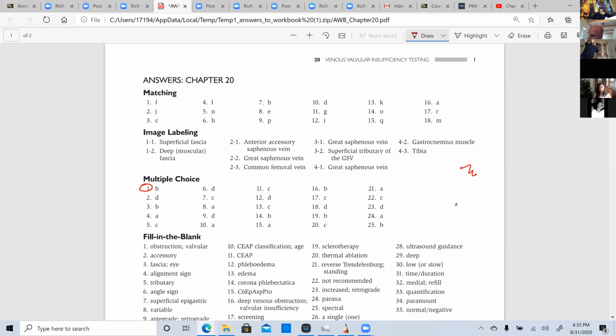Which of the following is emerging technology that will help with the guidance of venous access? Near infrared. Like I said, it's really cool.